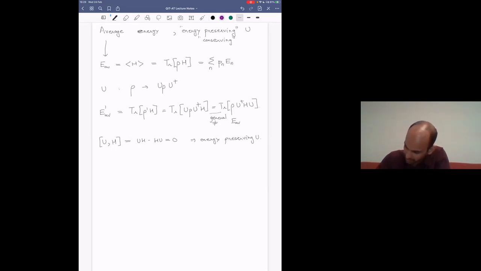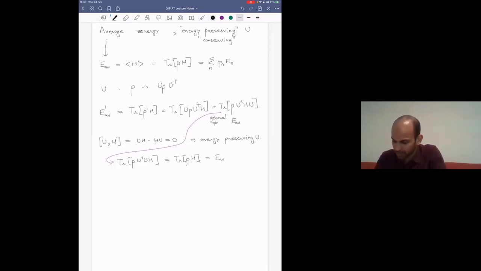In this case, you see immediately what happens. This expression becomes the trace of rho U dagger, and we can switch H and U around because it commutes. But of course, U dagger U is identity because it's a unitary operation. So this is now just the trace of H rho, which is my original energy E average. So clearly, a unitary that commutes with a Hamiltonian will also preserve the average energy.